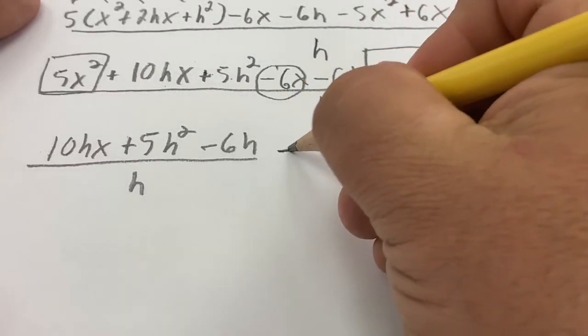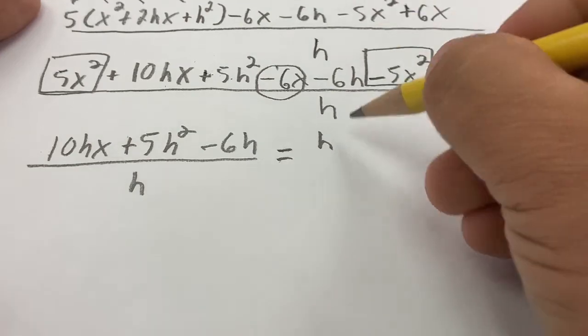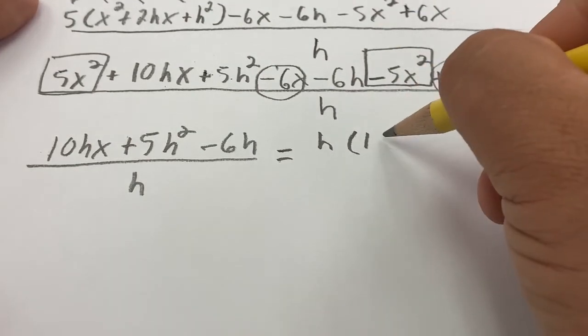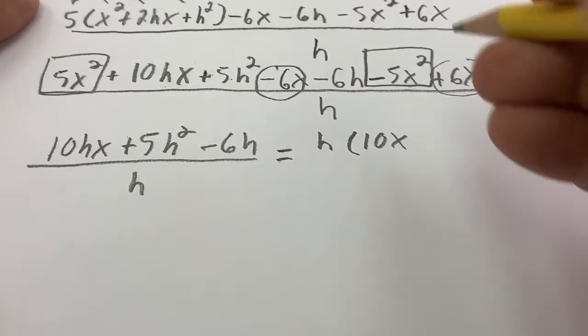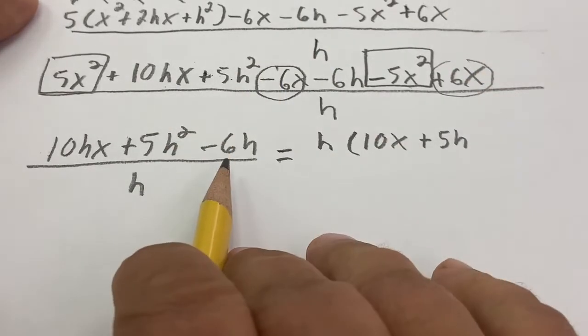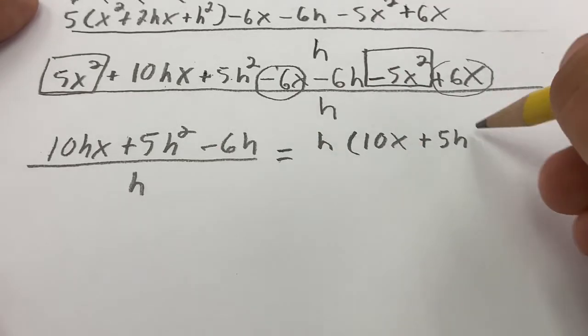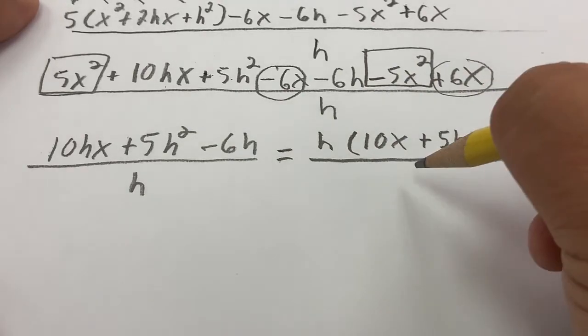I'm going to factor out the h. So I'm going to pull an h out of 10hx. And that would leave me just 10x. I'm going to pull one h out of 5h squared. That would leave me 5h. I'm going to pull an h out of negative 6h. That's going to leave me with negative 6 all over h.